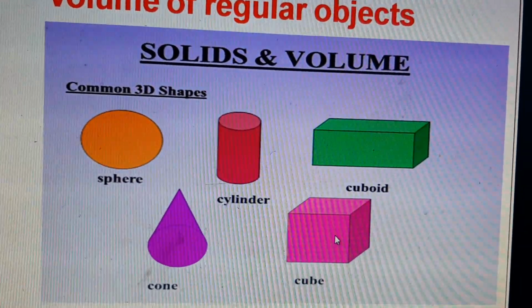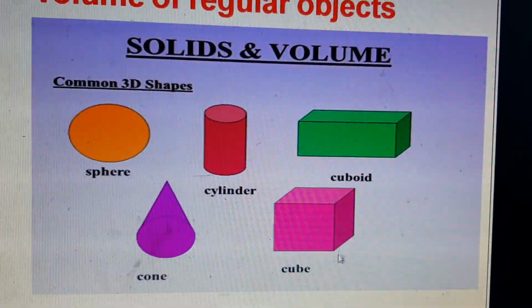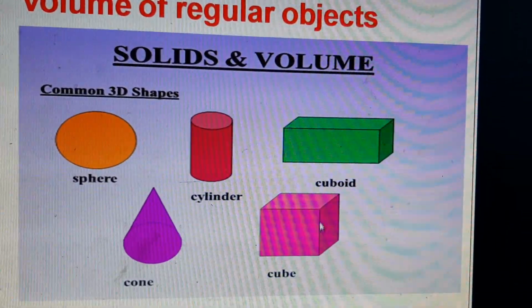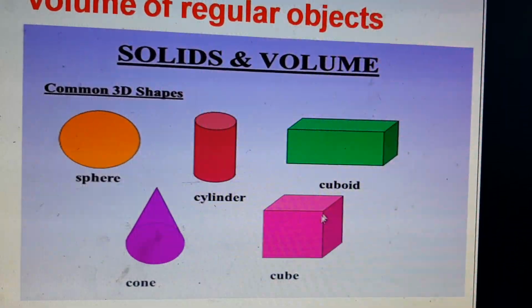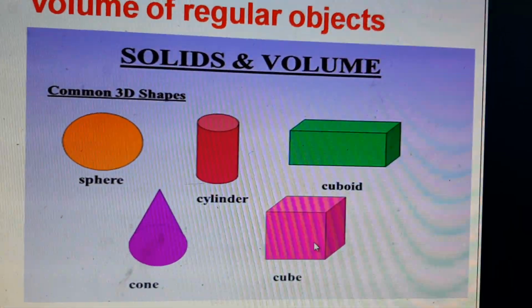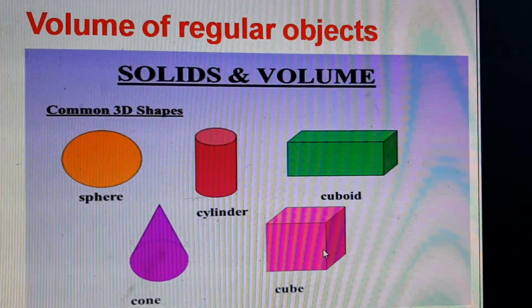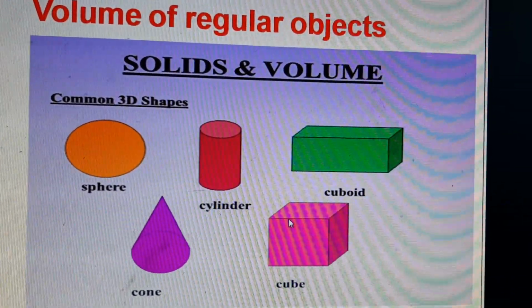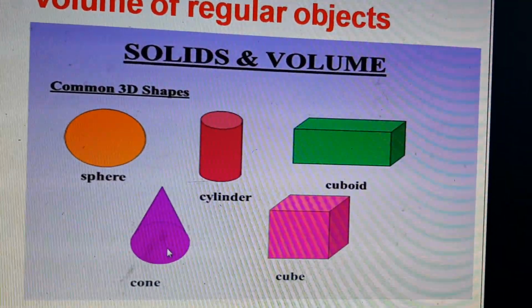And you have a cube. Why is this called a cube? Because all three sides are equal. So if this is A and this is also A, then this will also be A. Okay, so this is a cube. You have played with a Rubik's cube, isn't it? So that is a cube. Or a dice, that also has a cubical shape. Okay. Then we have a cone.